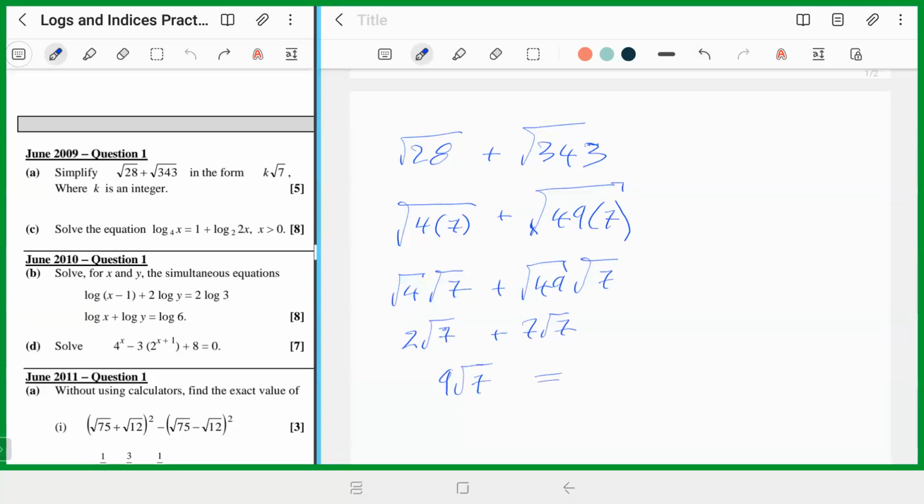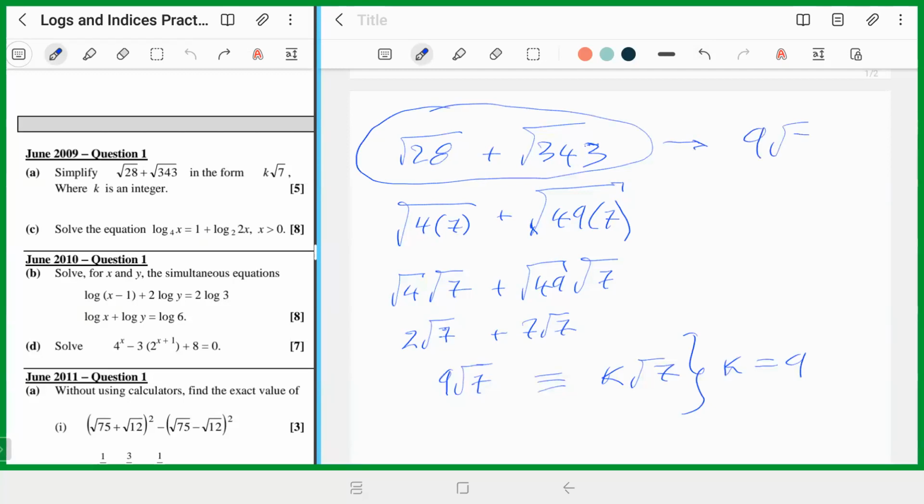And if this is the same as k root 7, it means that k is equal to 9. But the calculator can literally do this: put this in the calculator now, and it will give you 9 root 7. Try that with the calculator. The calculator should be able to give you that, 9 root 7.